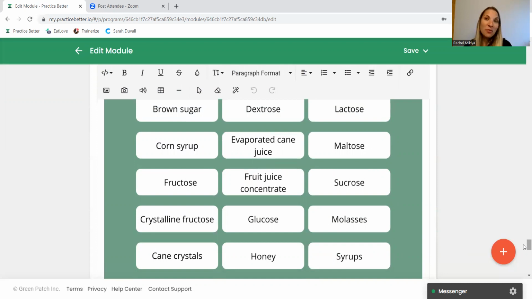So feel free to print out this added sugars list and put it up on your fridge if you want to. I can't always remember everything that means sugar, because so many things mean sugar. And then take a peek at some of the food within your pantry or your fridge.